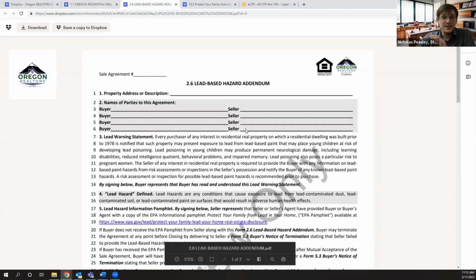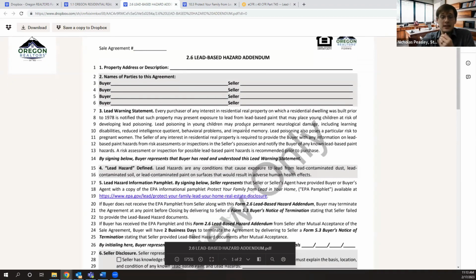So from there, this is the lead-based hazards addendum. It's written in the following way. Essentially, we start with the lead warning statement. This is required under federal law, 40 CFR 745. I believe the lead warning statement is 107C. I might be wrong. 107A1 is the one that requires the lead warning statement.